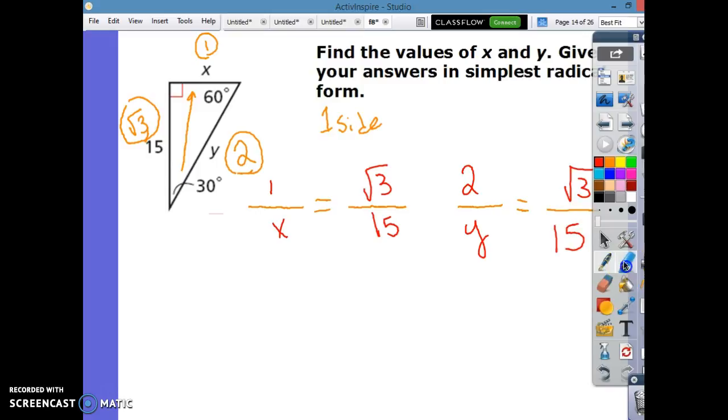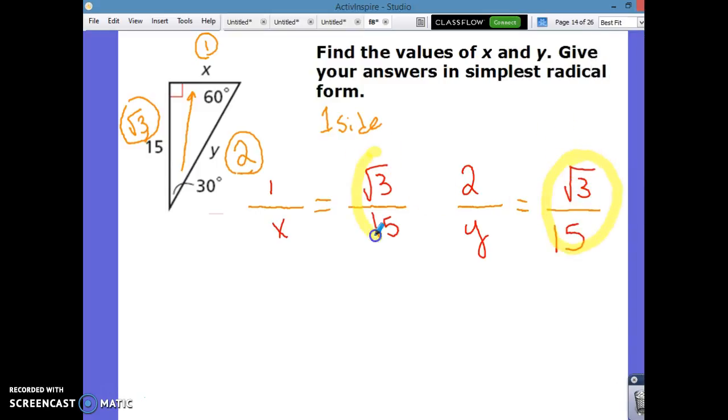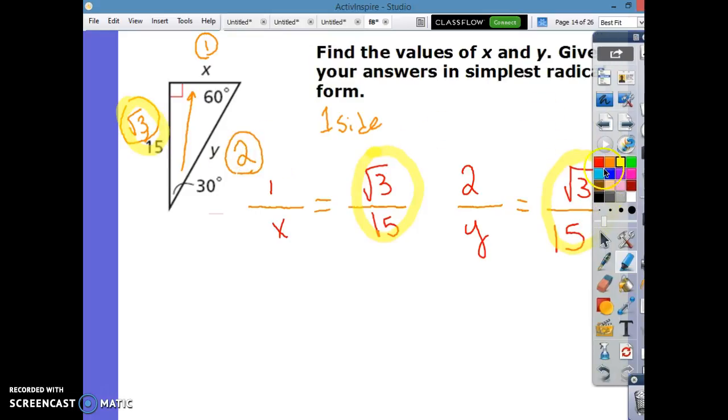Notice when we set these up that this ratio is in both of them. You need to have the ratio that has both numbers. You can see that right here. In either one of these we have a single variable. So now let's cross multiply and at least get the first one done.